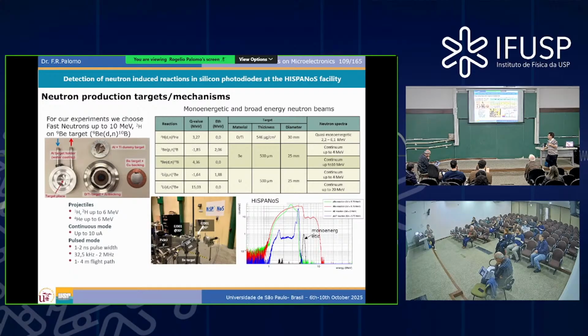Okay, but you have several options to generate neutrons. The flux is reduced, but the purpose of this line is to make basic physics with neutrons and also to generate single event effects with neutrons, to study this kind of effects.